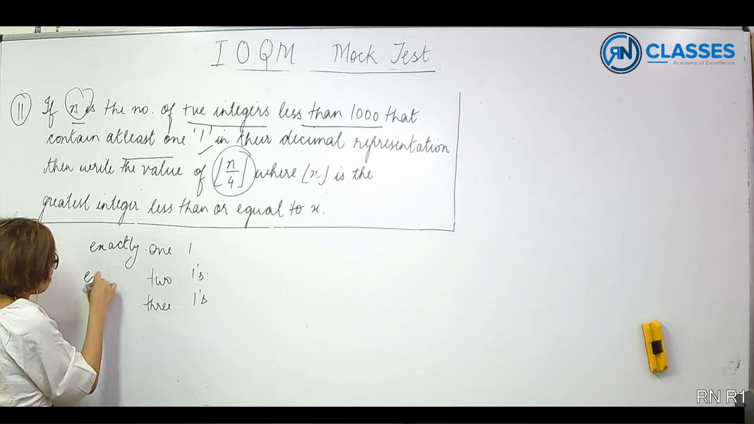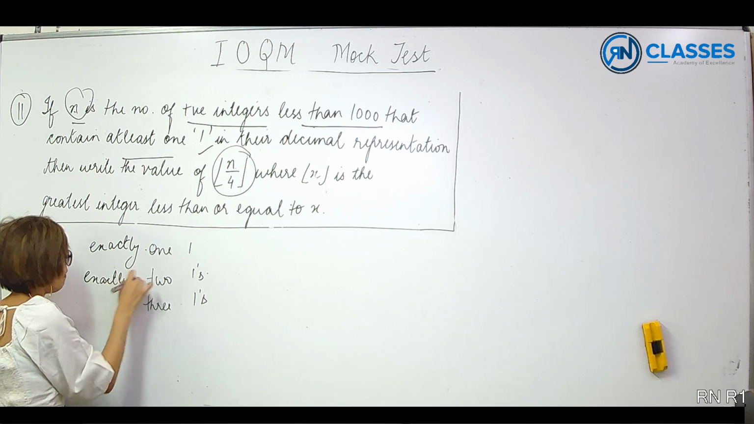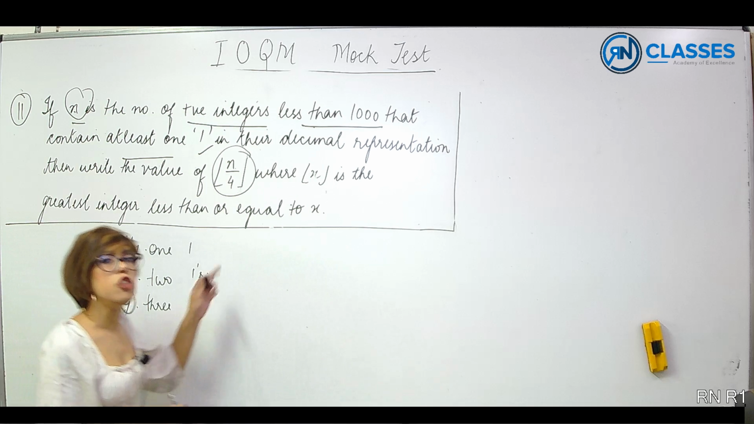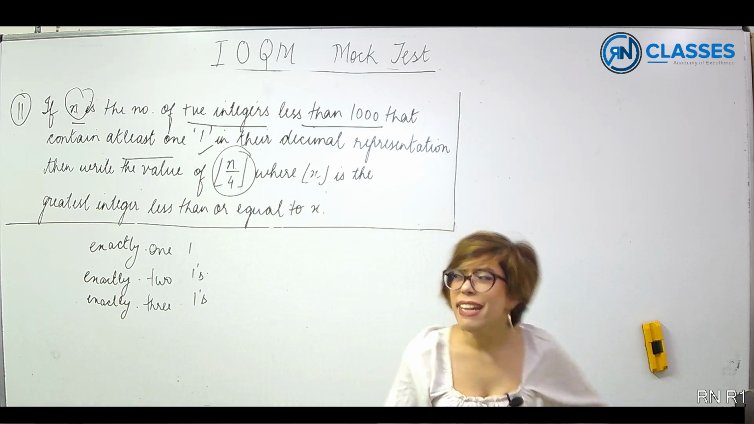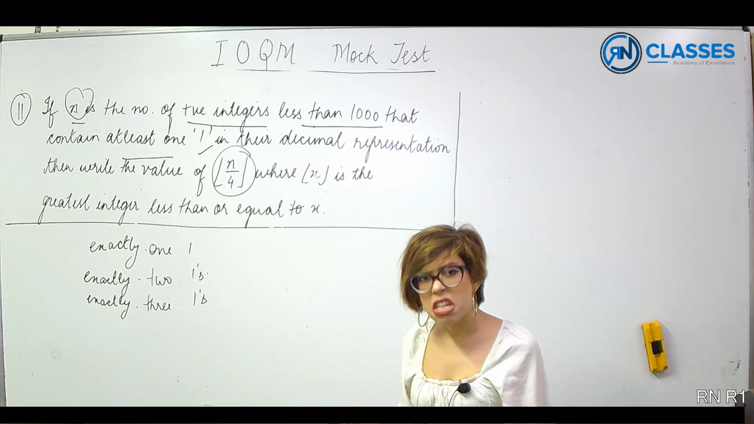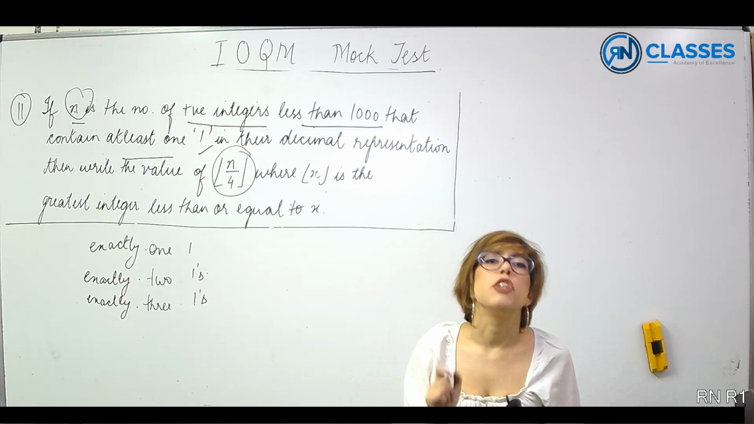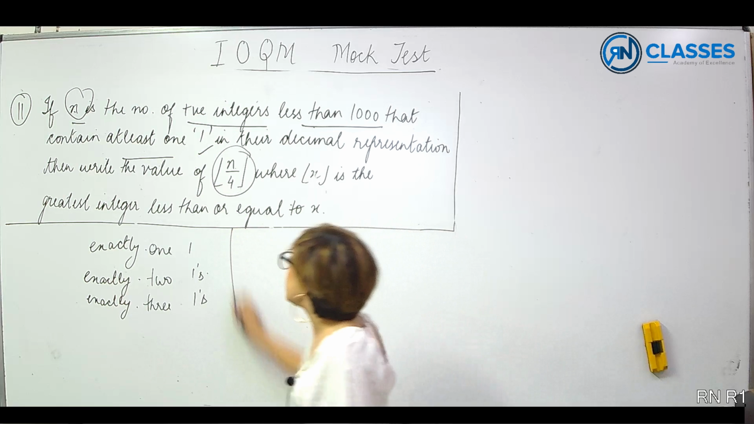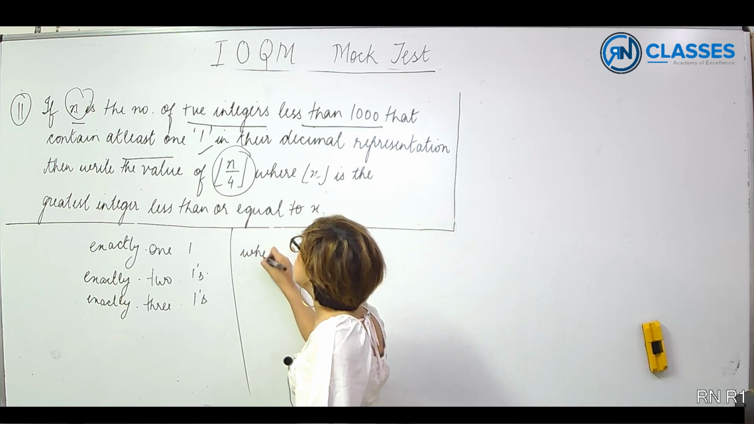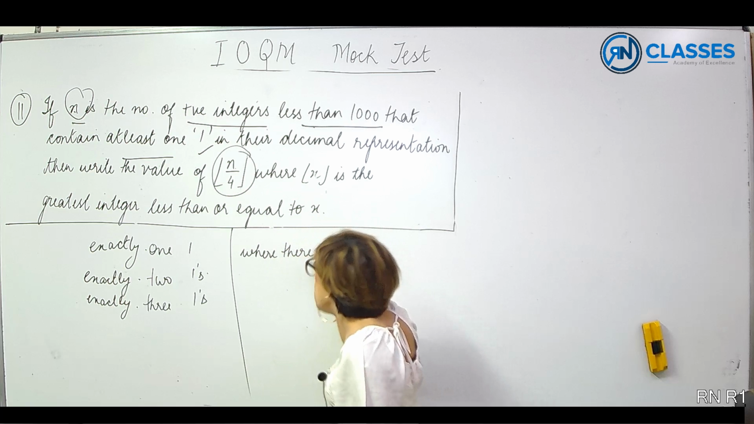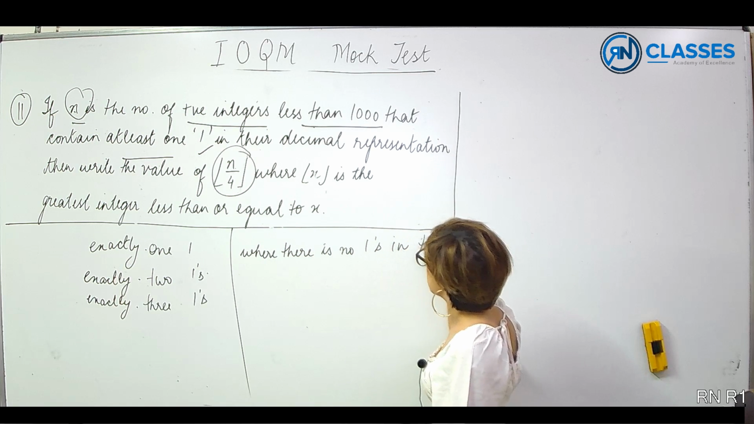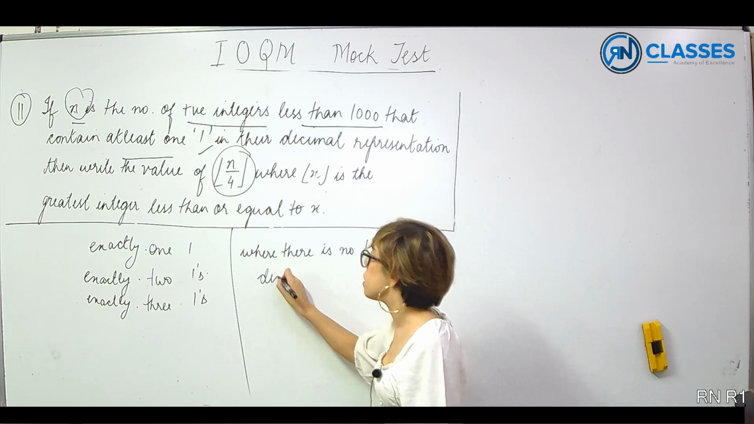Right? When it has exactly 2 and when it has exactly 3. I have 3 different cases. Mind it, there is just one case left. Since all I am interested in is 1-digit, 2-digit or 3-digit numbers, only one case is left, which is when there are no ones in the decimal representation.